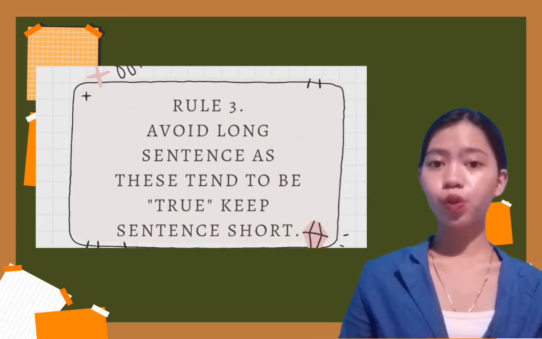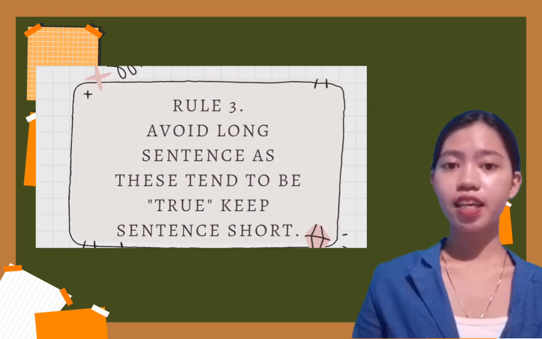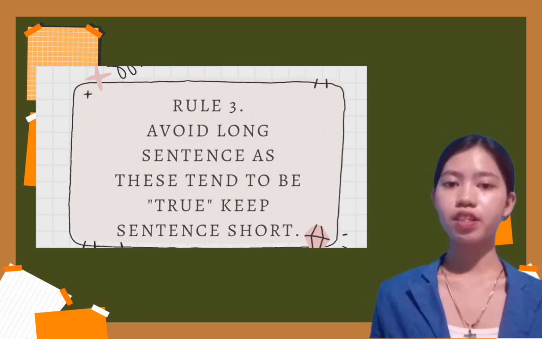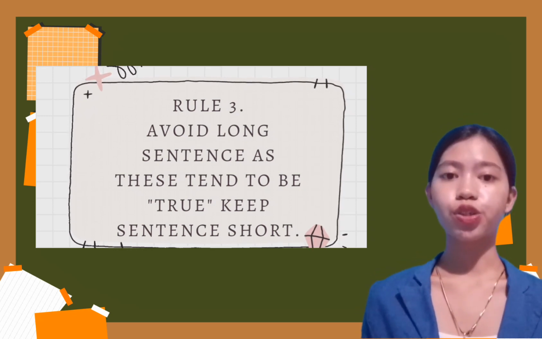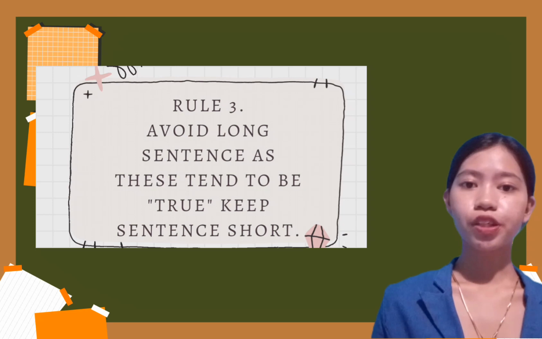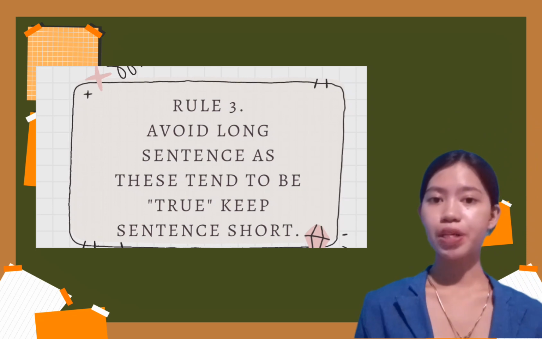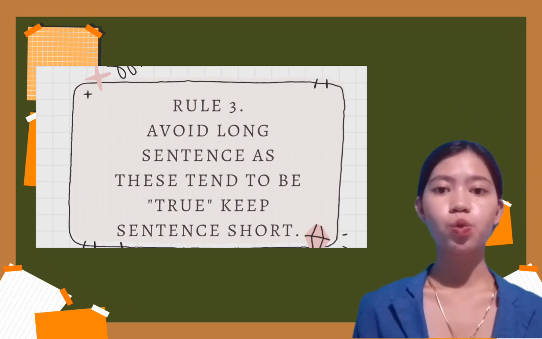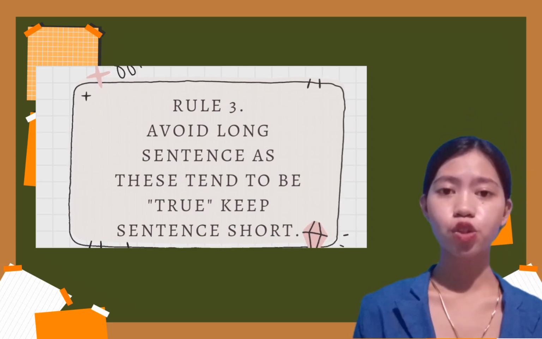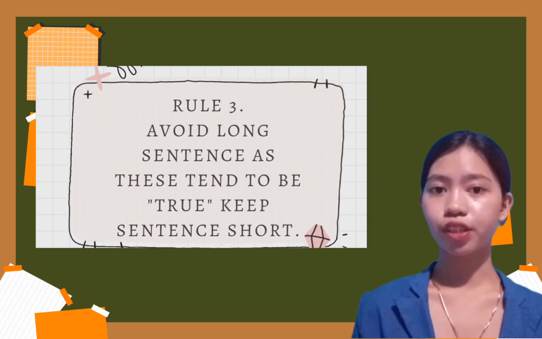So here's rule number 3. Avoid long sentences as these tend to be true. Keep sentences short. Constructing true or false and other alternative response types of test requires teachers to be aware of this. The point is that in constructing a test, particularly true or false and other alternative response types of paper-pencil test, it is very important to use short and simple sentences that help students avoid confusion. And test validity and reliability should not be underemphasized, rather should be prioritized.